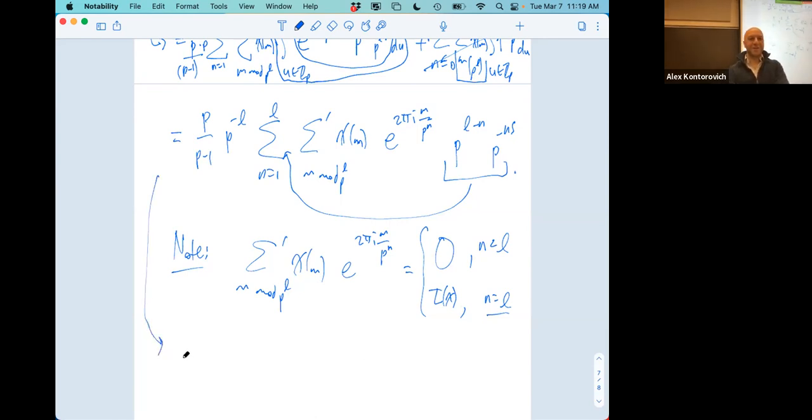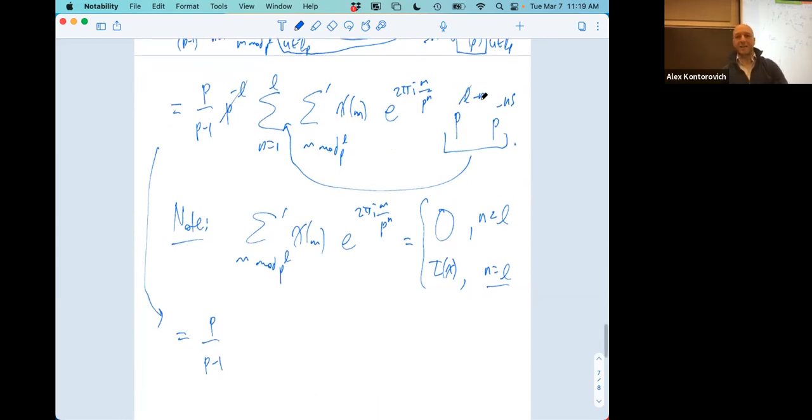The only term that contributes is n equal to L, in which case I get p over p minus 1. This p to the minus L, let's get rid of. I have a p to the minus n to the 1 plus s, I guess, but the only value of n that contributes is when n is equal to L. So now I've taken care of that. This thing is the Gauss sum, and that's it.